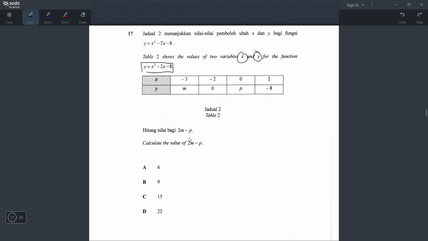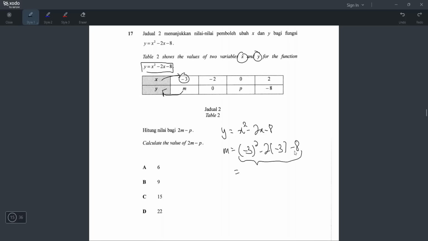Okay, how to find m and p? Okay, m is actually the y value when x is negative 3. So what I'll do is I'll just substitute inside this equation, y equals x squared minus 2x minus 8. So the y will get replaced with m, and the x here will get replaced with negative 3. Now, if I want to find m, I just have to press all this in my calculator. Very easy, just press negative 3, make sure you put the bracket, minus 2 bracket, negative 3, and then minus 8. My calculator gives me 7. So my m is 7, right? So just write 7 here and then write 7 here.